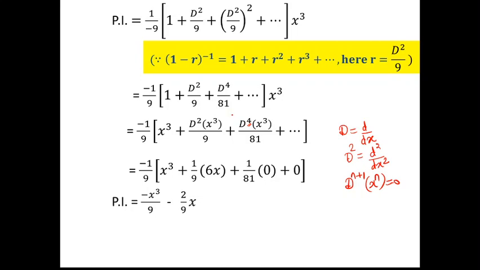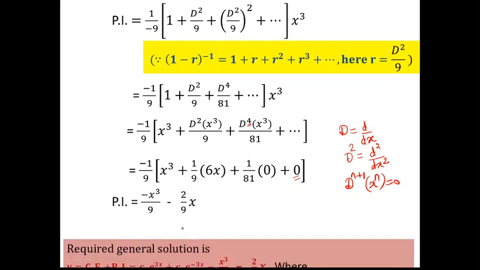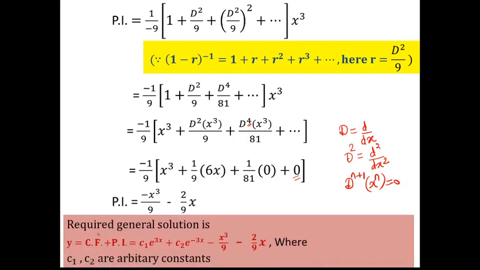And obviously after this we will have all the higher power terms of D, so all other terms also reduce to 0. Now simplify, and you will get the particular integral in this manner. So now we have obtained the particular integral and the complementary function, so we can write the required general solution, which is nothing but the dependent variable equal to complementary function plus particular integral. Substituting the complementary function and particular integral, where C1 and C2 are arbitrary constants.